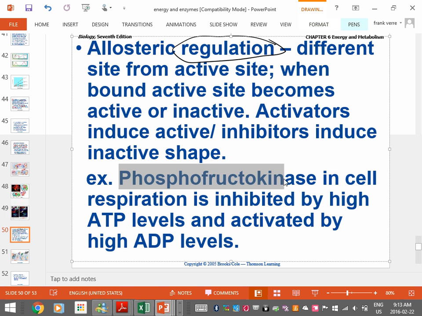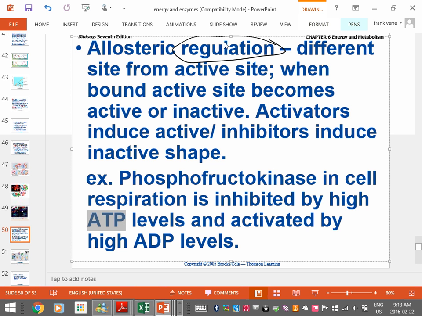There's a really important enzyme called phosphofructokinase. Now, what does this enzyme work on? What do you think it works on? Fructose. And it's involved in making energy. And what it says here is that this enzyme is switched off when you have high levels of ATP.